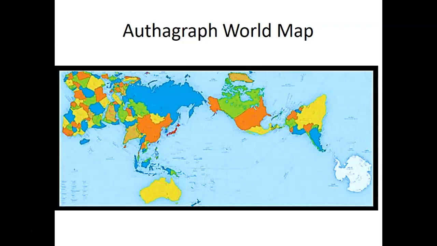This is the one that won the competition. This is called the Orthograph World Map. You can look this up online if you want to and do some more research on it if you like, but this is one that provides that explanation.